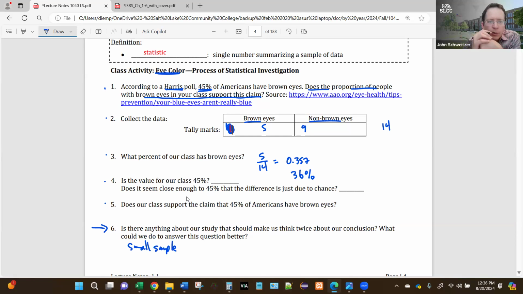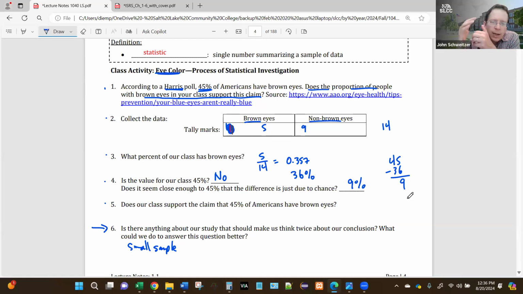Good. Okay, so is the 36% the same as 45%? Nope, it's not. Does it seem close enough that the difference is just due to chance? The claim from Harris is 45%. Our class average is 9% different, right? So there's a 9% difference. Could that just be due to chance, or do we have really strong evidence that Harris is wrong? What do you guys think? Could it just be due to chance, yes or no? Let me hear what you guys think.